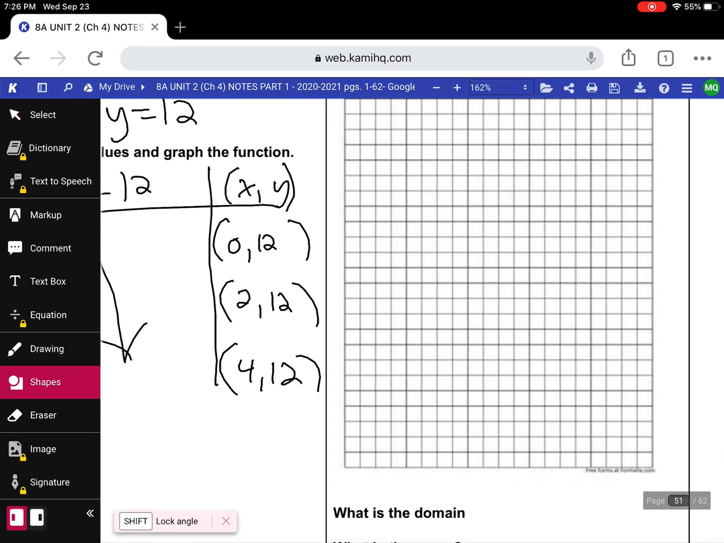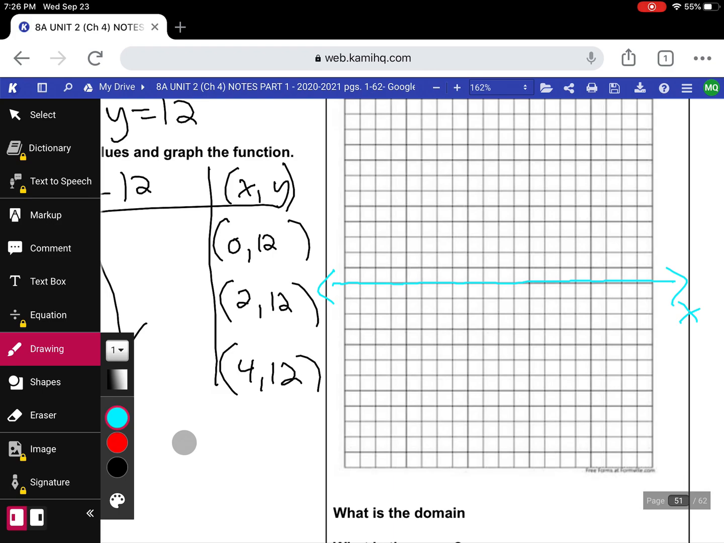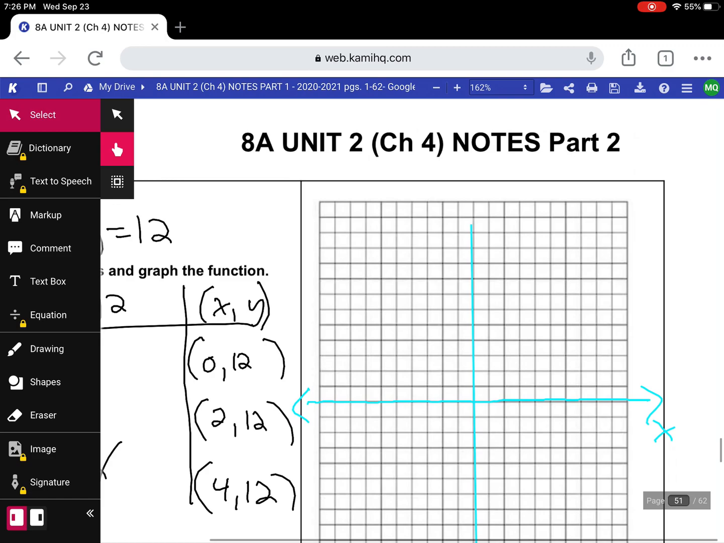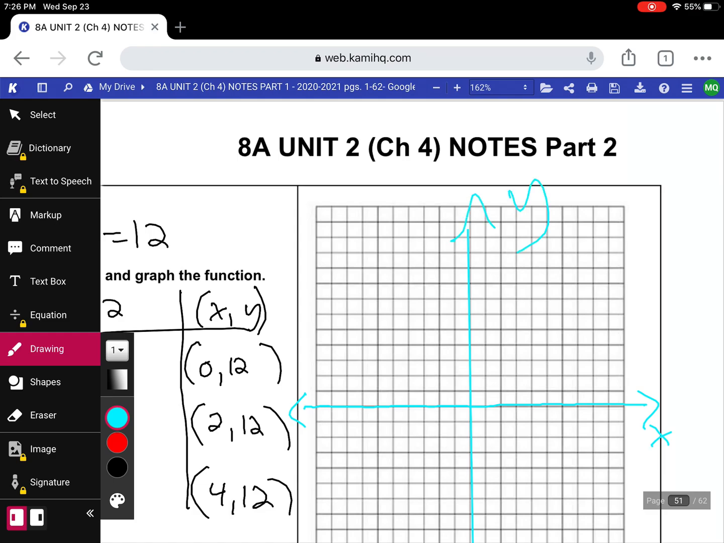So when we go over and graph this, let's just do a little line here. There's my x. Connect that there. I didn't go quite all the way, but that's okay. You guys get the idea. There's my y. We're going to go up. I hope you know that's a horizontal line, y equals. We're going to go up to 12. 2, 3, 4, 5, 6, 7, 8, 9, 10, 11, 12. Perfect. And there is my horizontal line.